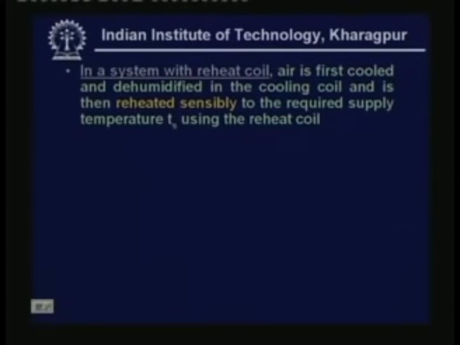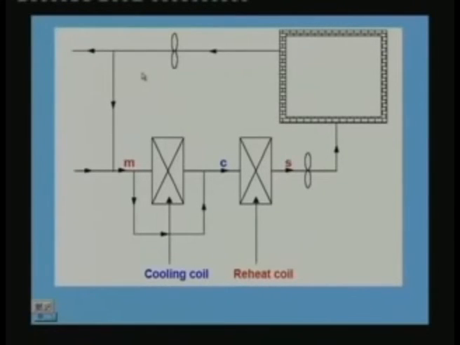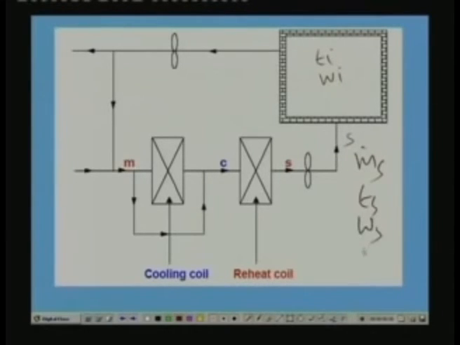In a system with reheat coil, air is first cooled and dehumidified in the cooling coil and is then reheated sensibly to the required supply temperature Ts using the reheat coil. So, first let me explain the system hardware. Again you have the conditioned space here where we require Ti and Wi, and this is the supply state. We require this much air flow rate at this temperature, this humidity and this enthalpy. At this condition, it is supplied to the conditioned space, and again we have the sensible heat load on the room and latent heat load on the room. So, we have the cooling coil here. In addition to the cooling coil, we also have a heating coil.